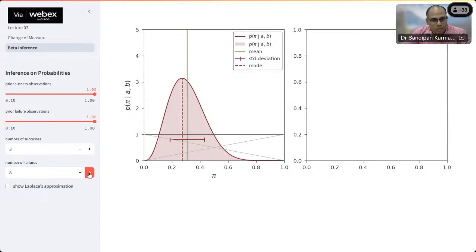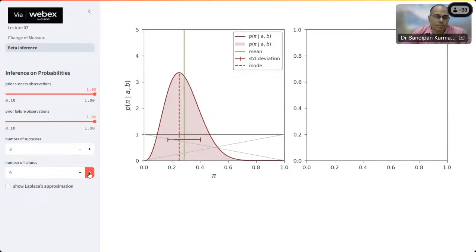Is it okay? So the MLE estimate you can find out. The posterior is at the mode. So, MAP.